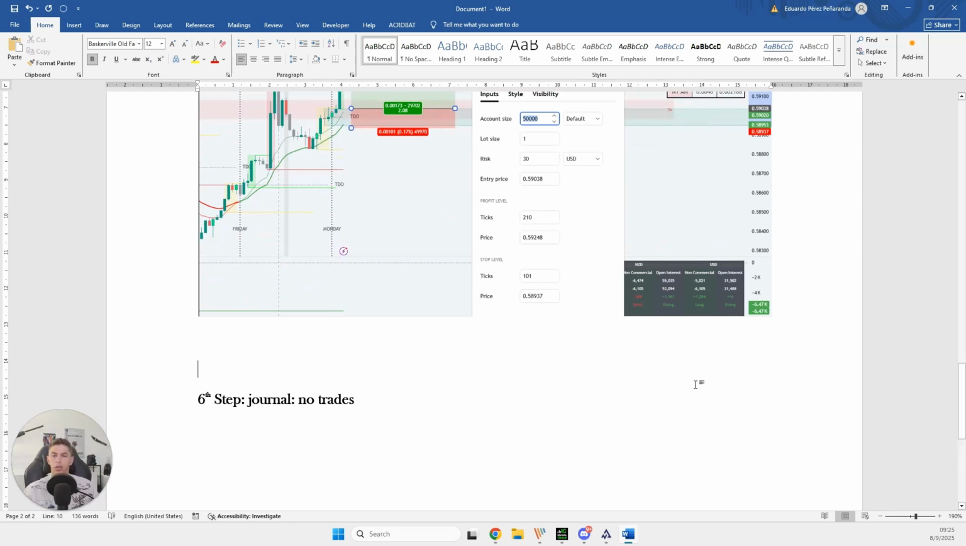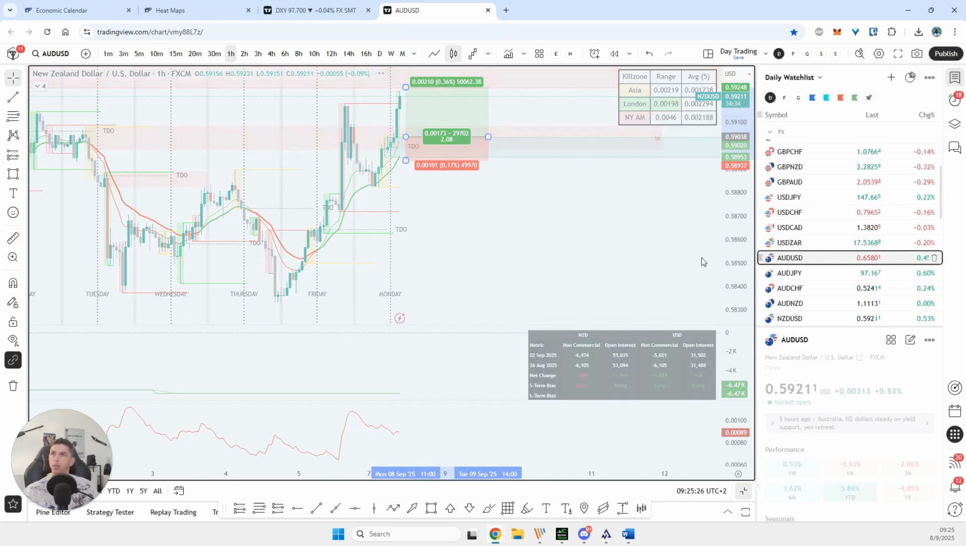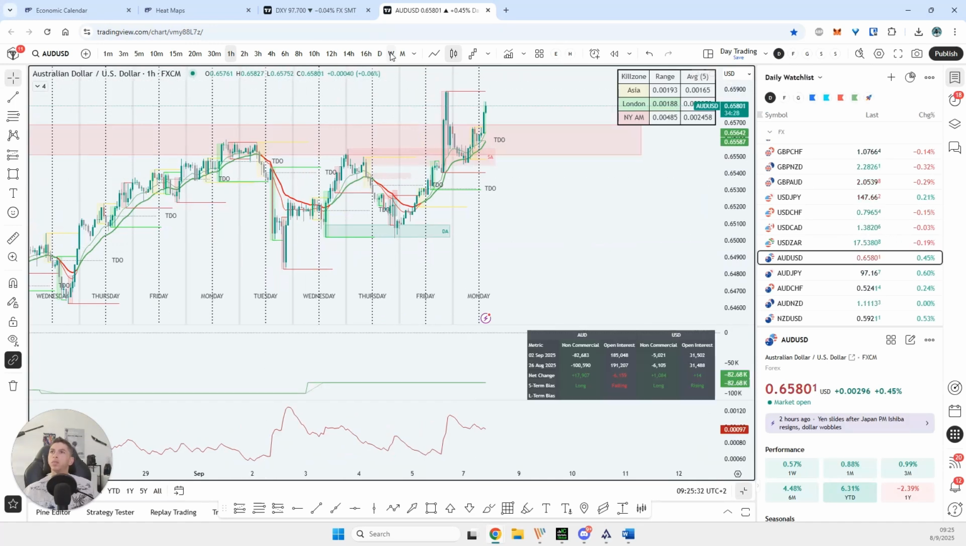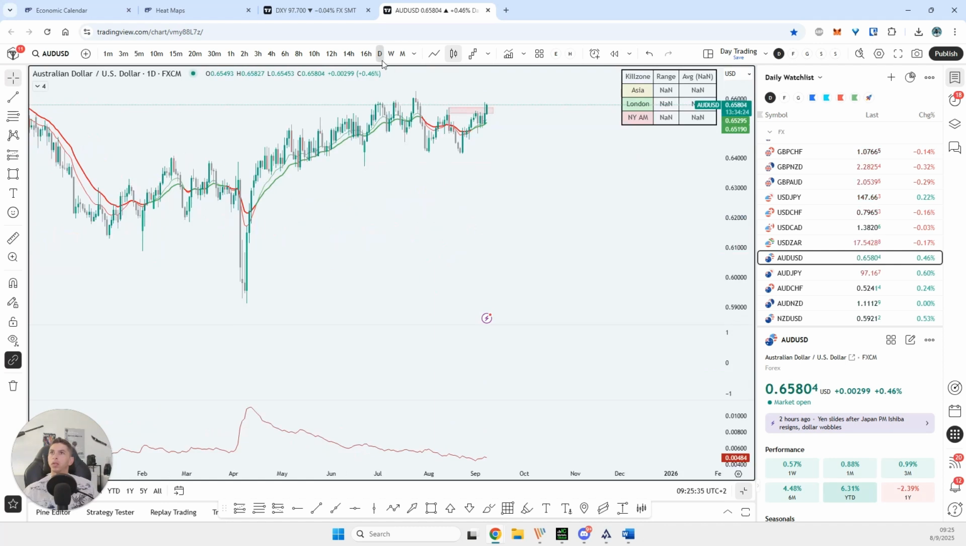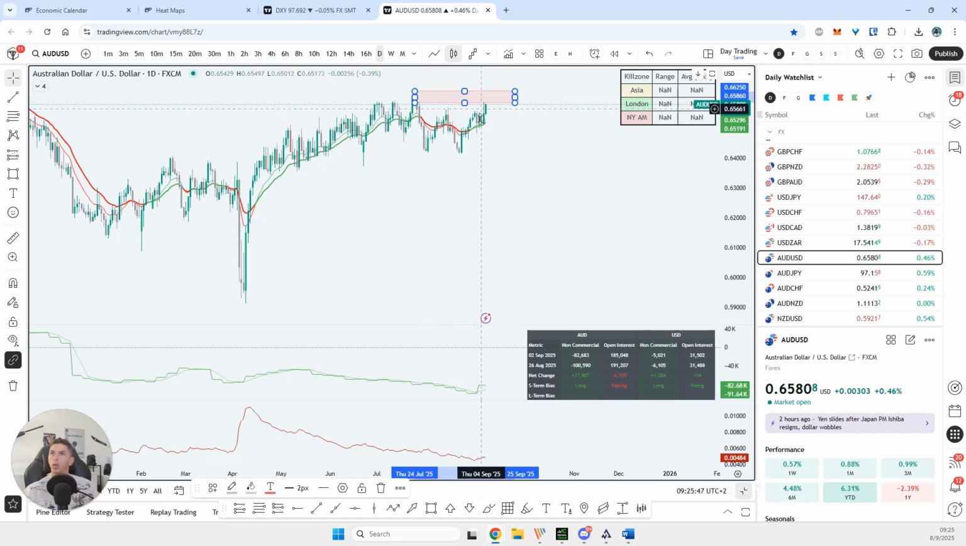That's one. Now let's go to AUDUSD, right? AUDUSD. Nice, interesting, beautifully bullish, except that we have this clear supply zone right here, which price has already rejected once.